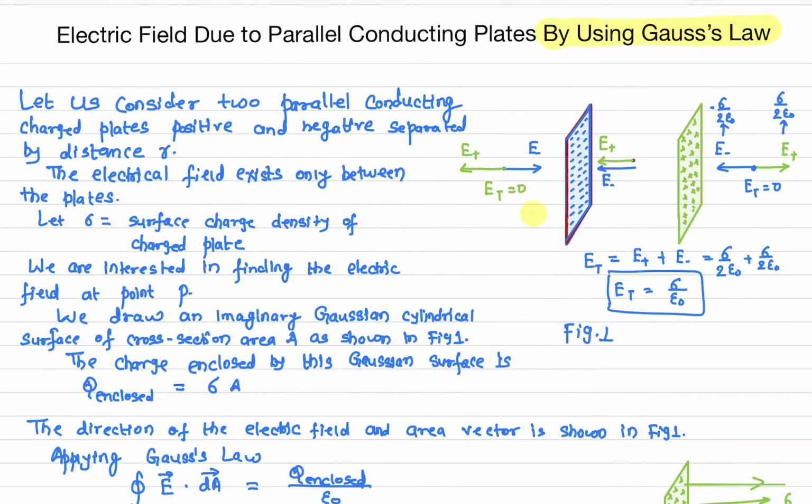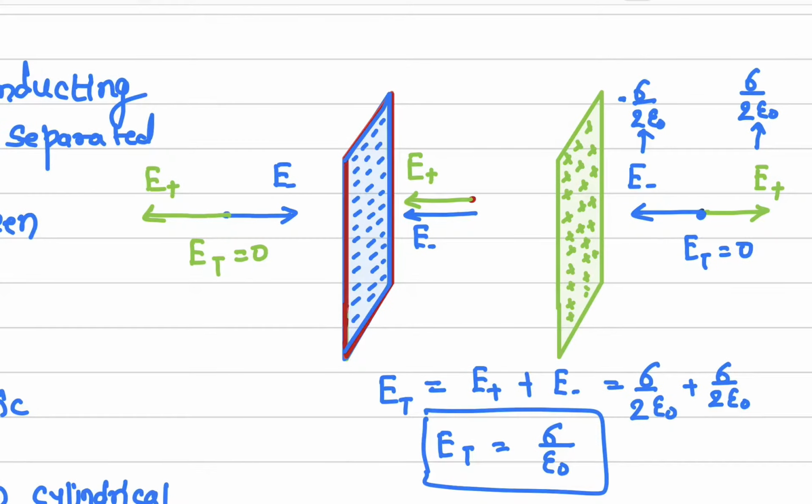In this video, I'll be talking about the electric field due to parallel conducting plates by using the Gauss law. In the last video, I talked about the same thing, but in a different approach, where you just find out the electric field between the two plates is sigma over epsilon naught. But now, here I will be using the Gauss law and inside the plates.